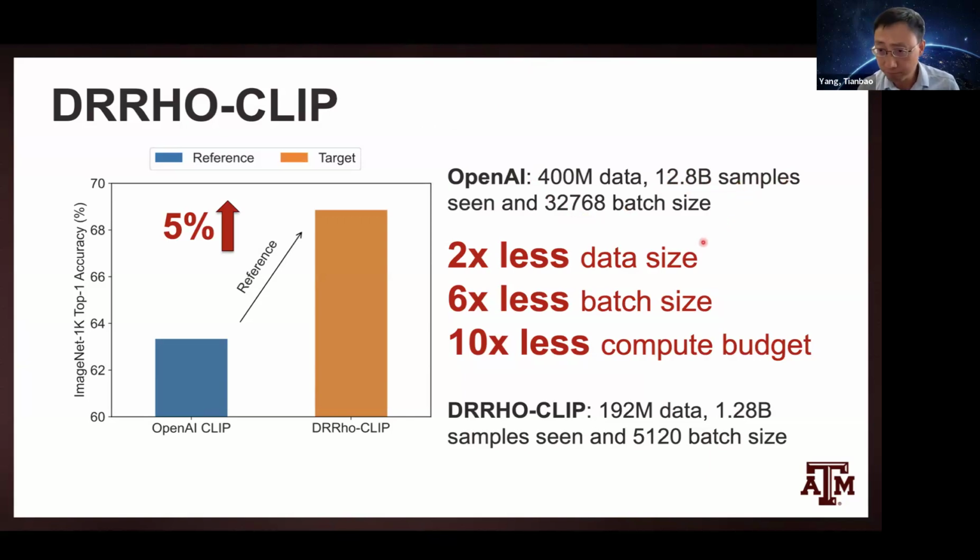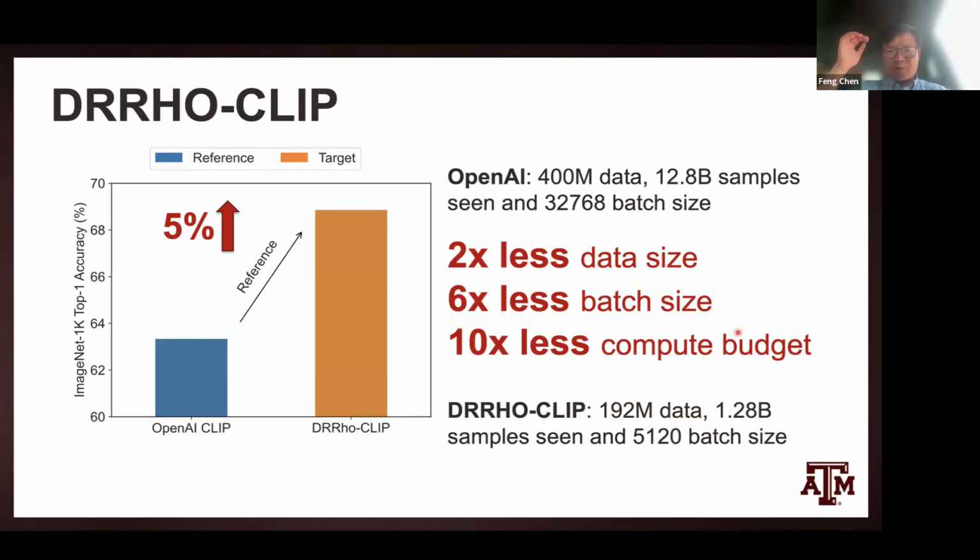We use this OpenAI CLIP model as a reference model in our framework, and we train a new model called DRO-CLIP. Same model structure. We use 2 times less data, 192 million image-text pairs, and we only use 5,000 batch size. And this is roughly what we can hold with 8 GPUs.